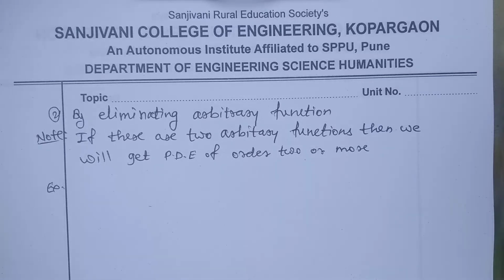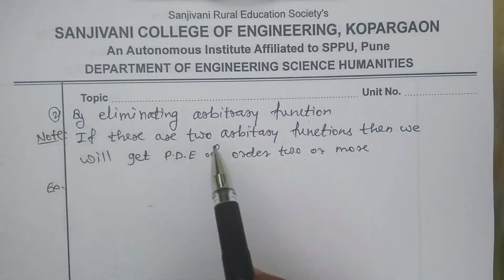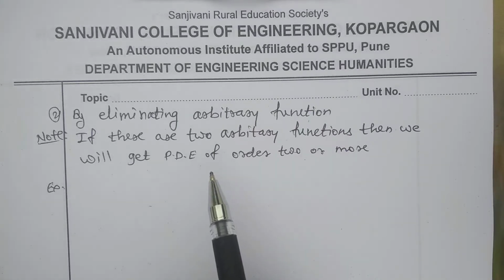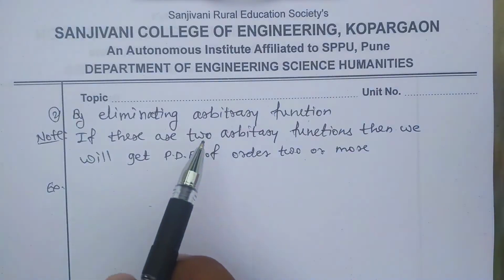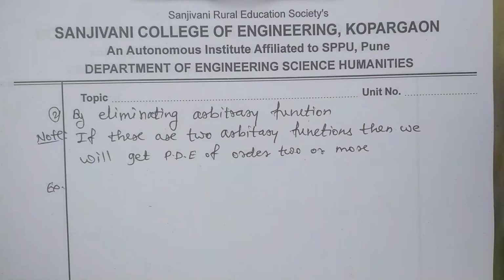So today we are going to start the examples of formation of differential equation by the procedure of eliminating arbitrary functions. For that, just keep in mind one note. If there are two arbitrary functions, then we will get the partial differential equation of order 2 or more order, that means order 3, order 4, like that. Similarly, as we already learned, if there are more arbitrary constants than the independent variables, then you will get the partial differential equation of order 2 or more order. In the same way here, if there are two arbitrary constants, you will get the partial differential equation of order 2 or more order.